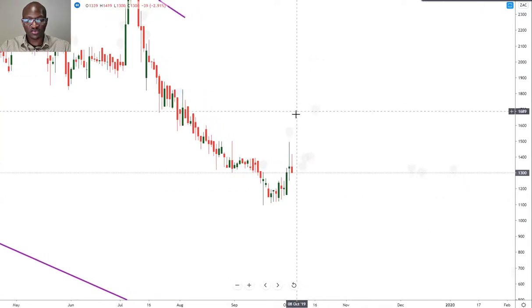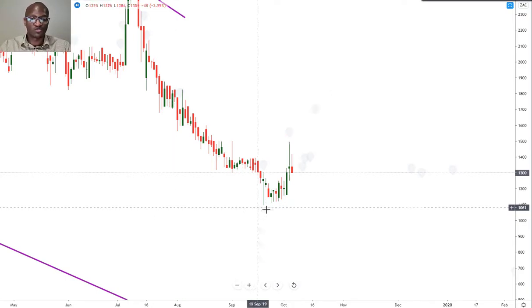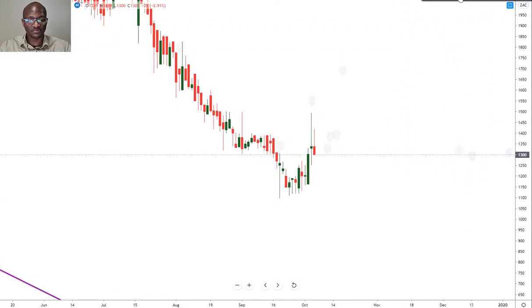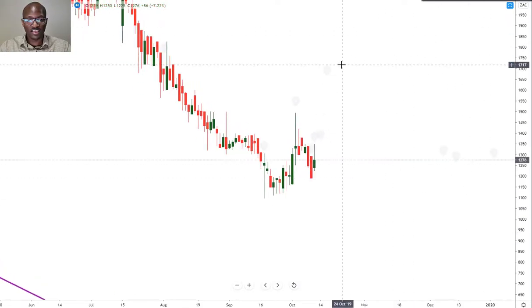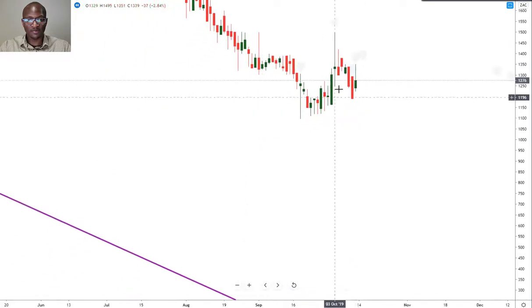And the share continues trending lower. More bad news on the 3rd of October. EOH subsidiary accused of sabotage and racketeering, raising questions about the group's much publicized campaign to clean house. So just more and more bad news keeps coming in. And a couple of news articles this day.